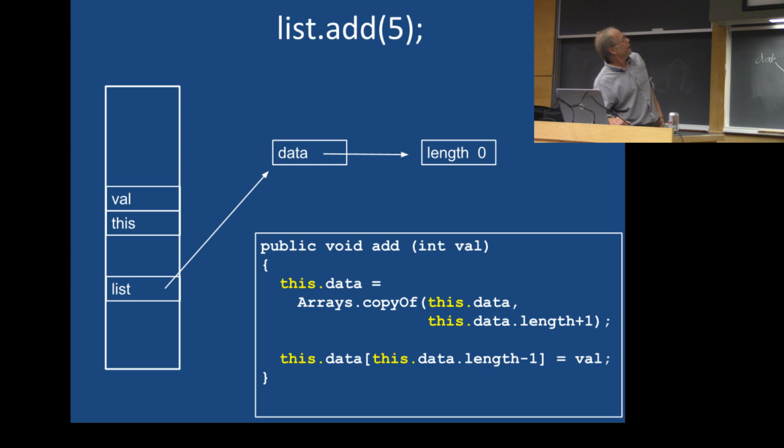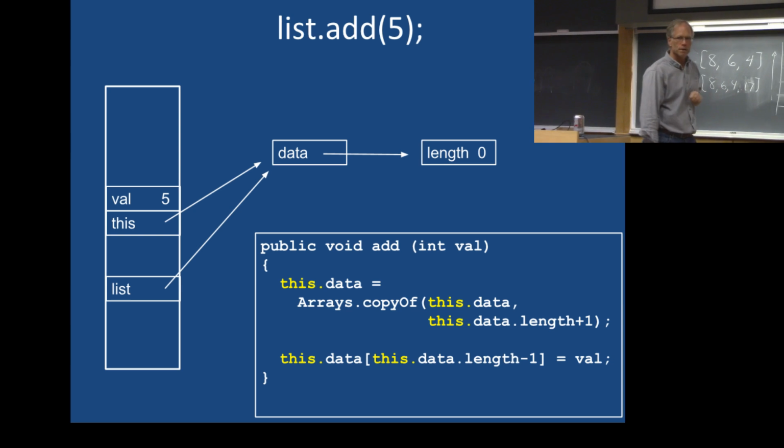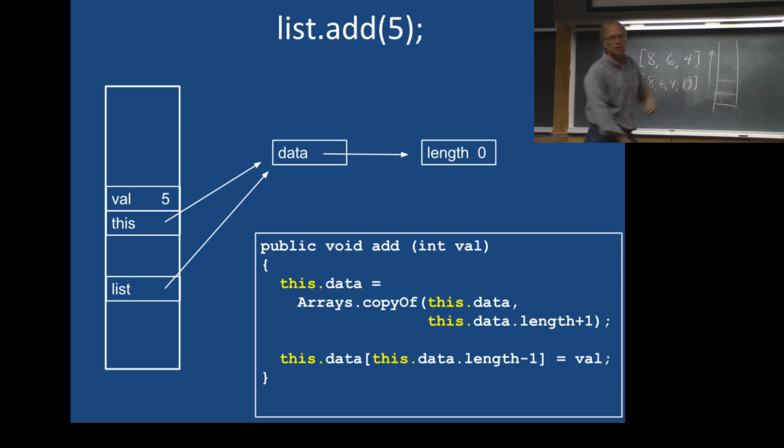There's the stack frame for add. Val gets a 5 because that's what it said to pass to it, that 5. Well, I don't have it there yet. Val gets the 5, and this refers to the same thing as list. This refers to the object on which the method was invoked. Now this code can run, and when it needs to look up this, it can look in the stack frame and find it. When it needs to look up val, it can look in its stack frame and find it.